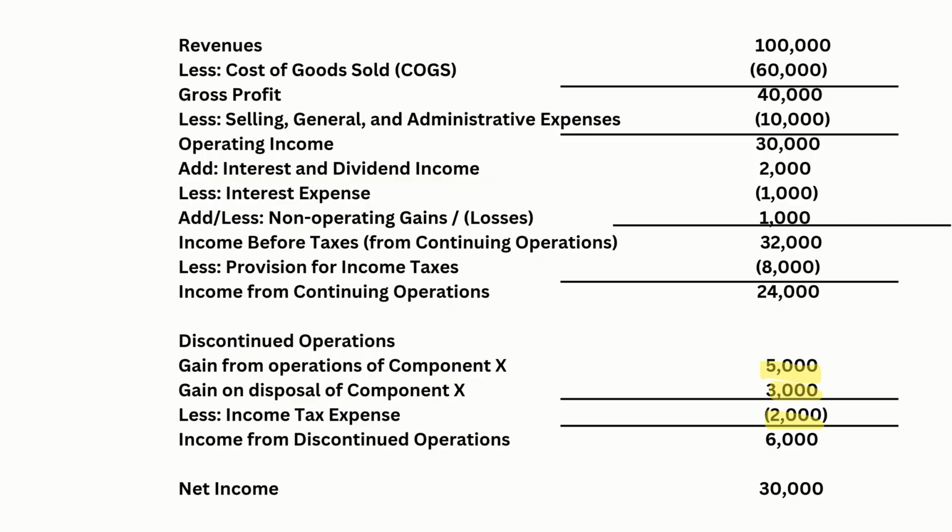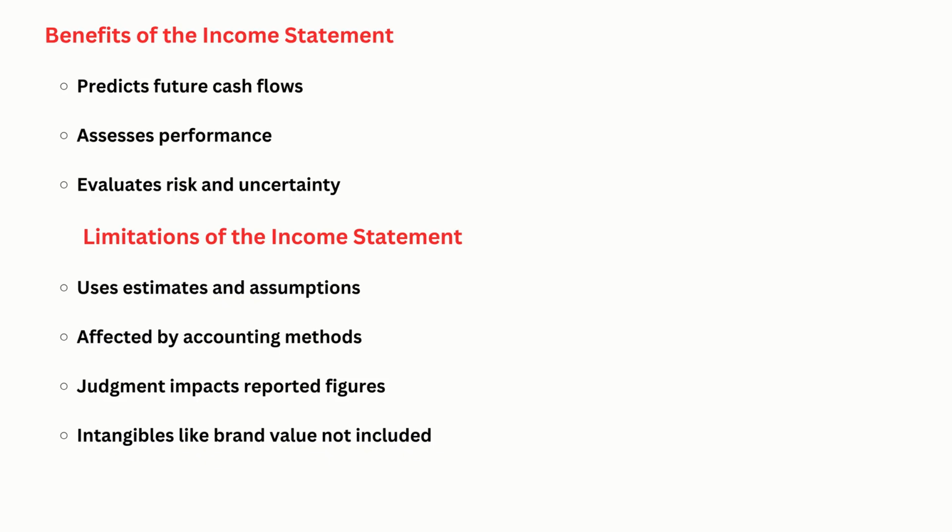Sometimes, a company shuts down or sells off a part of its business, for example, selling a bakery branch in another city. Let's say that branch earned $5,000 before being sold. The company made a $3,000 gain on selling it, and paid $2,000 in tax. So, income from discontinued operations equals $5,000 plus $3,000 minus $2,000 equals $6,000. Finally, we add continuing and discontinued income. Net income equals $24,000 plus $6,000 equals $30,000. This is the final profit the company made for the year.